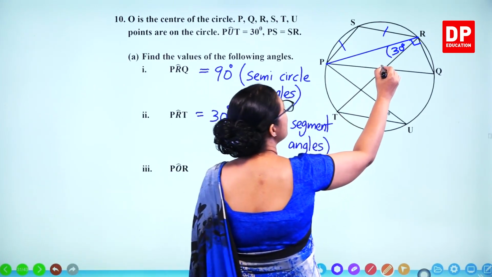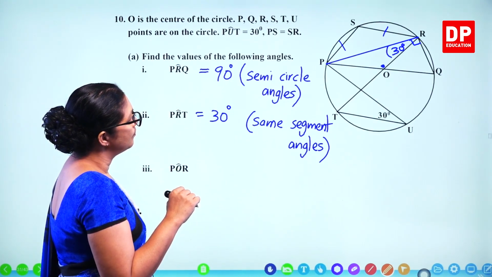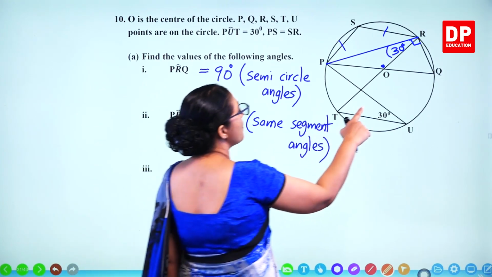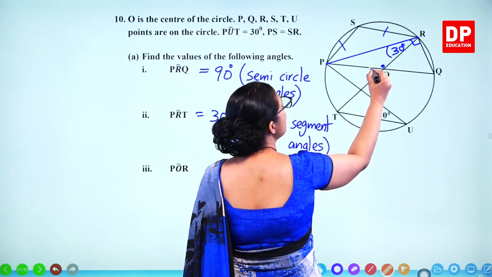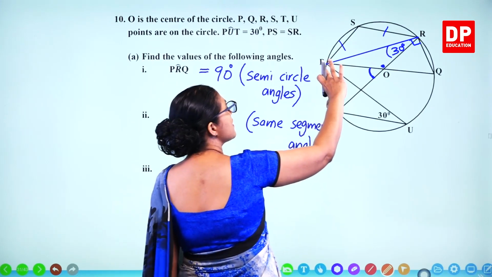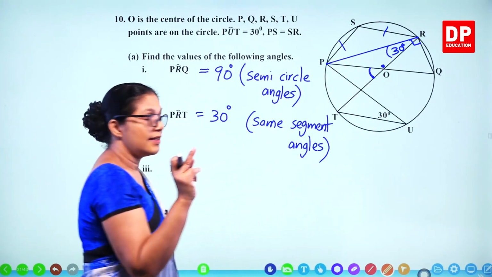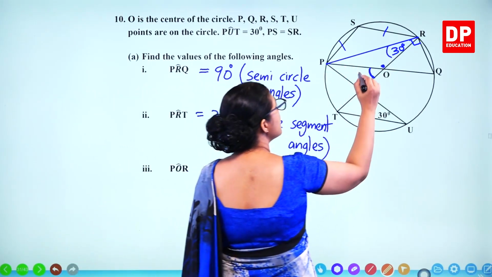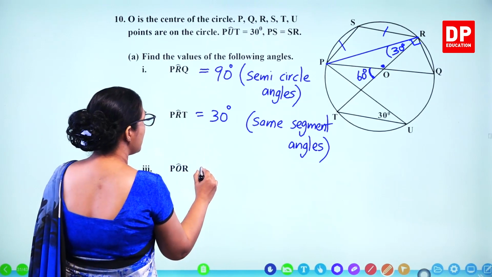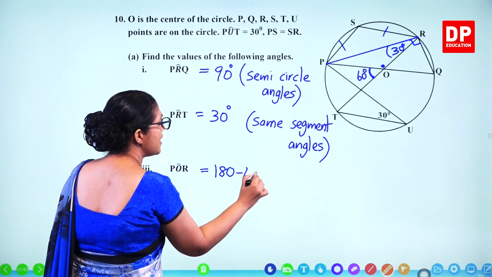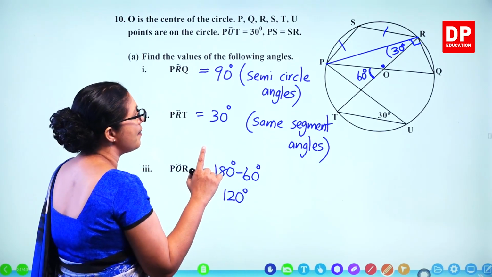This angle we have to find. Look at carefully and see. If we can find out this angle, easily you can find what is this angle. To this arc, this is the angle subtended on the circumference. This is the angle subtended at the center. So that's double of that. So if this is 30, this is 60. Then the required one is 180 minus 60 degrees, 120.